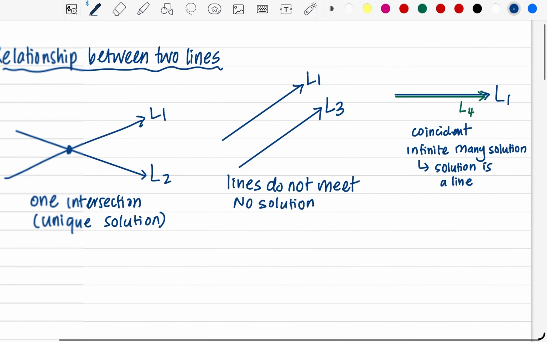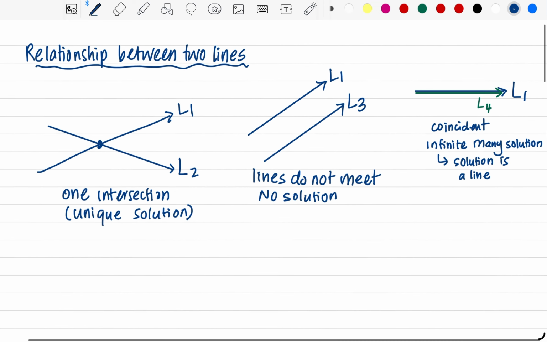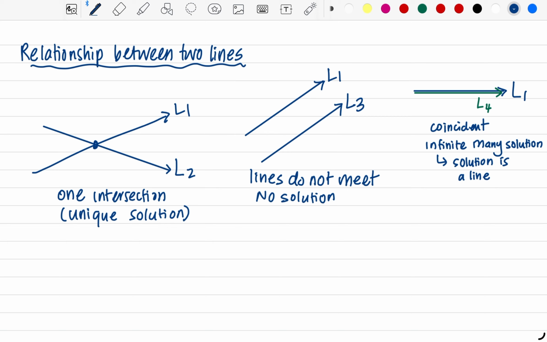So if you look at 3 situations over here, there is only one case when line 1 is parallel to line 3, no solution, and therefore we call this as inconsistent. The system here is inconsistent.